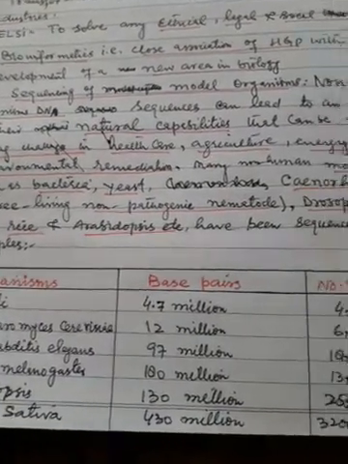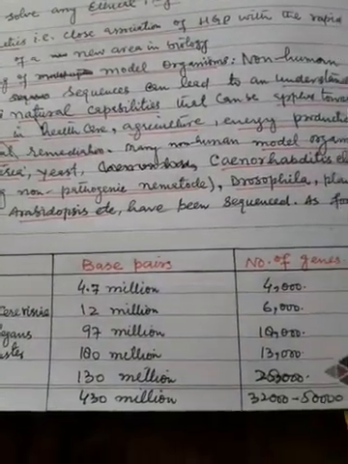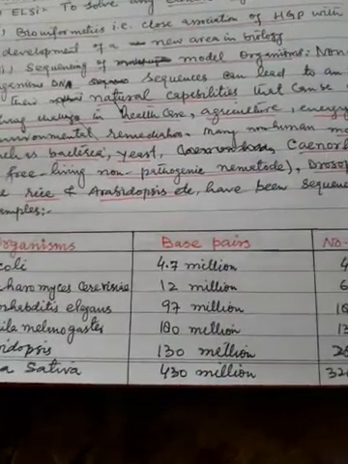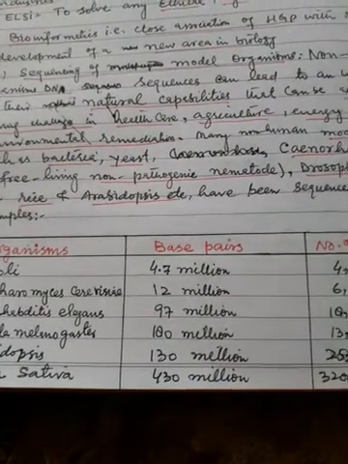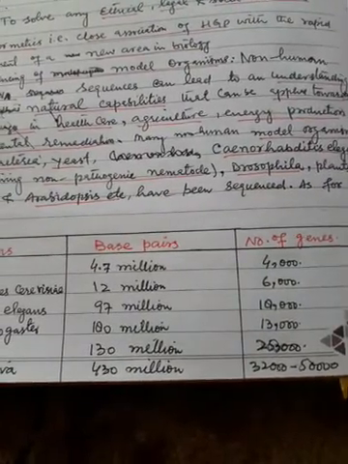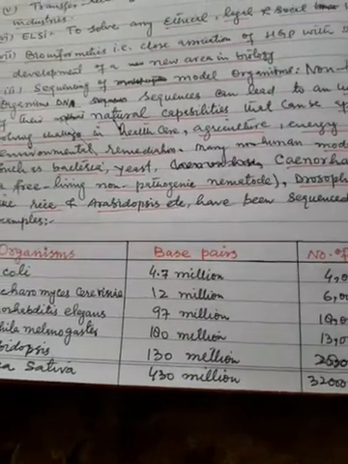Arabidopsis with 130 million base pairs and 25,000 genes. Oryza sativa, 430 million base pairs and number of genes is 32,000 to 50,000.